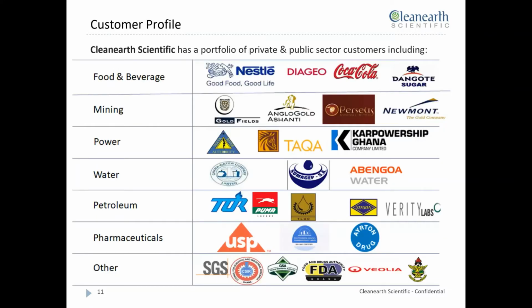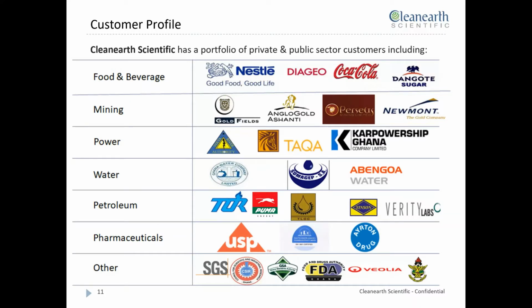So these are some of the companies we have within our portfolio: Nestle, Diageo, Coca-Cola, a host of them. Within the mines, we have Goldfields, AngloGold, Perseus Mining, Newmont. Power, VRA, Taka is a strong customer, Karpower, P Power, Early Power, Sem Power.